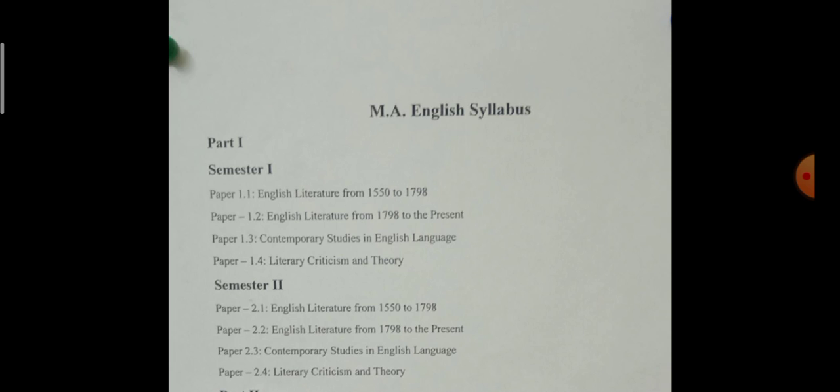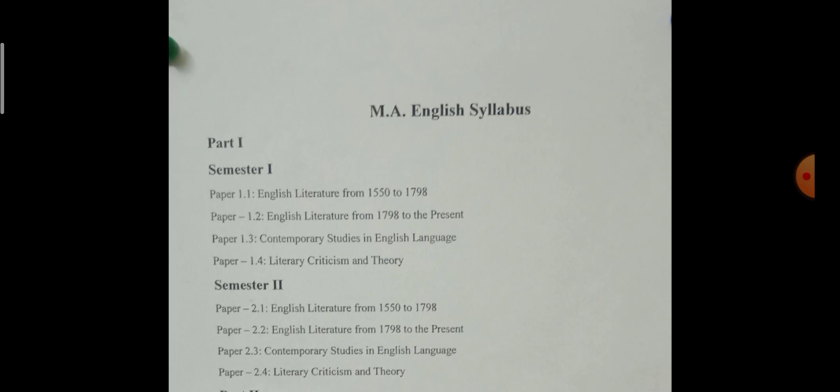In semester first, the first paper is 1.1, English literature from 1550 to 1798. Then paper number 2, that is 1.2, English literature from 1798 to the present. The third paper is 1.3, Contemporary Studies in English Language. The last paper is 1.4, Literary Criticism and Theory.